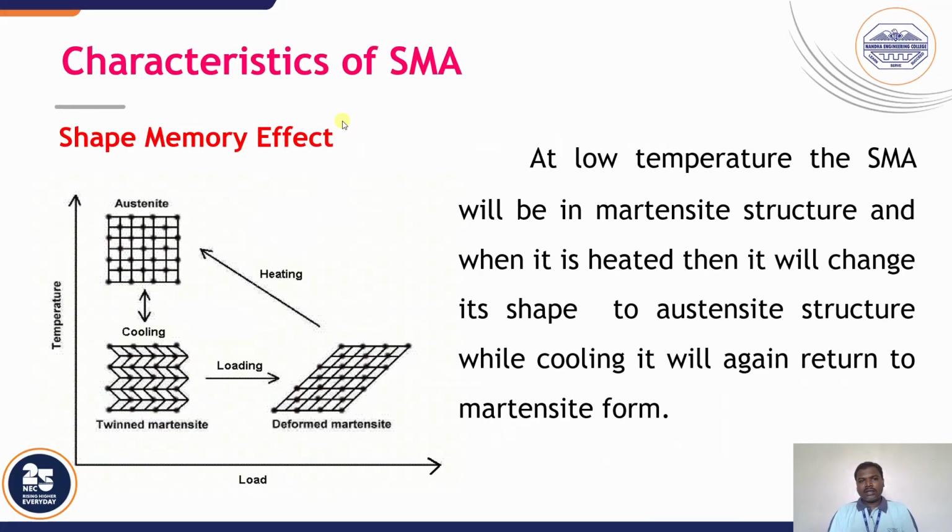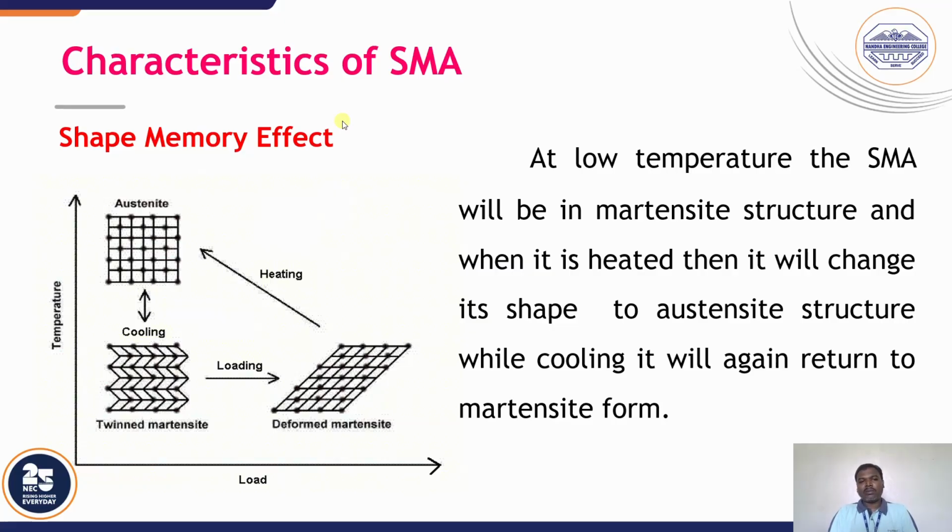Next topic, characteristics of SMA. The general characteristics of SMA, first one, shape memory effect. The shape memory effect is nothing but this: at low temperature the SMA will be in martensitic structure, and when it is heated, it will change its shape to austenite structure. While cooling, it will again return to martensite form. So that is the image source.